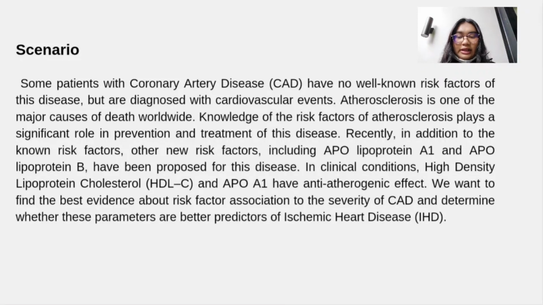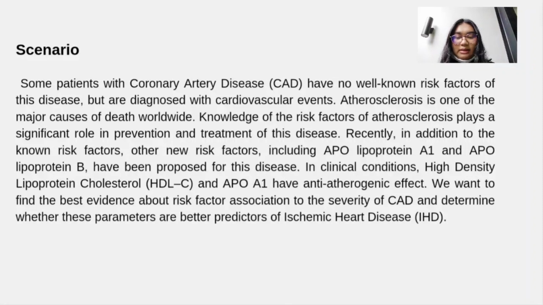Allow me to read the scenario. Some patients with coronary artery disease have no well-known risk factors of this disease, but are diagnosed with cardiovascular events. Atherosclerosis is one of the major causes of death worldwide. Knowledge of the risk factors of atherosclerosis play a significant role in prevention and treatment of this disease.